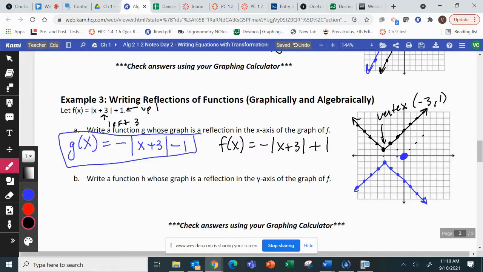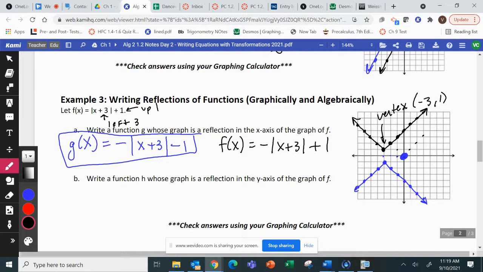Okay, if I took this, it says a graph is a reflection in the x-axis. If I took this equation and just put a negative sign in front of it, because that's what you guys told me. You said, oh, if there's a reflection, there's a negative sign in front. If I did just a negative sign in front, are these equations exactly the same? No. So there's a trick with that negative sign in front.